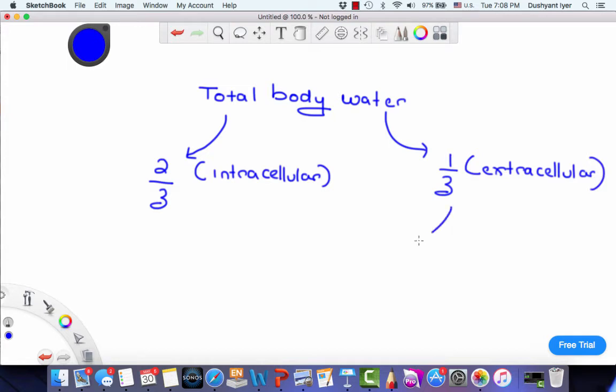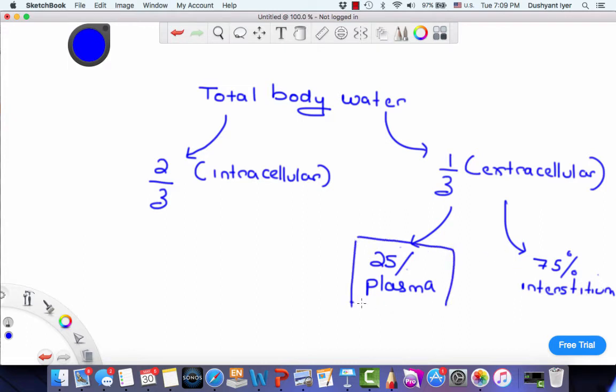Now, the water outside the cells can either sit in the intravascular space, and that's the plasma, and 25% of the 1/3 sits in there, and the other 75% sits outside the vascular compartment in the interstitium. And when we measure our serum electrolyte concentrations, it's obvious that we're going to be measuring them in the plasma, and it's also important to realize that these fluid compartments aren't static, they're dynamic, and the movement of water between them is going to affect our serum electrolyte concentration.